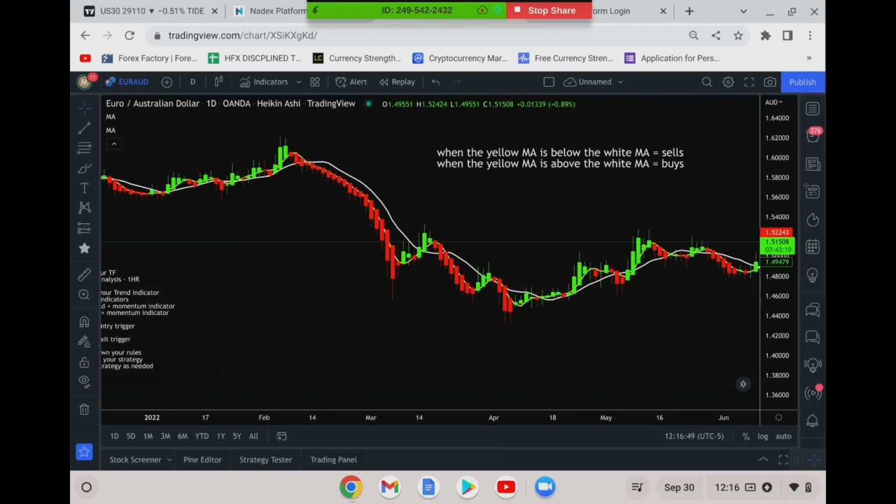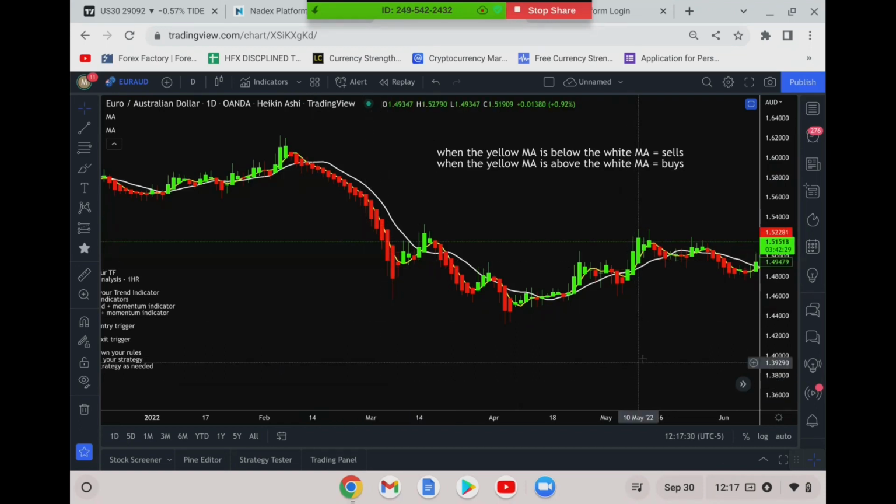So if I was looking for a sell based off of these two indicators, what I would want to see is the yellow cross below the white. And then once the yellow crosses below the white, I would want to see a flat top bearish candle moving in the downward direction. Once we can get our flat top bearish candle to close, then we would enter the trade and continue this move down.